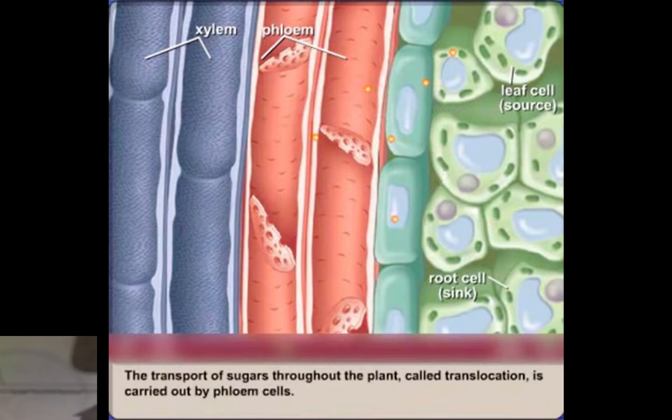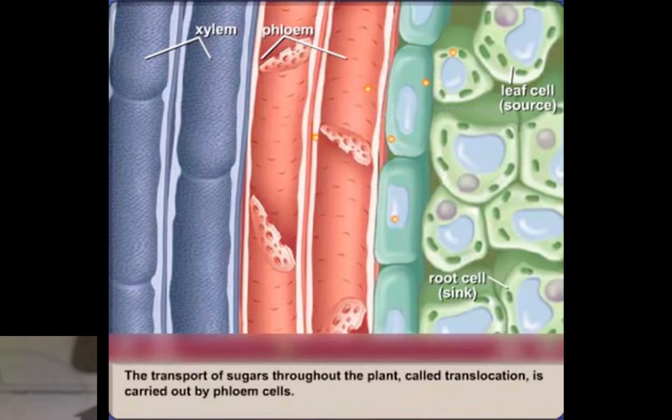Phloem loading results in a lowered water potential compared with adjacent xylem cells, causing water to move from xylem to phloem by osmosis. This influx of water creates a high turgor pressure near the source and lower turgor pressure near the sink, causing the movement of water and sugar from the source to the sink.